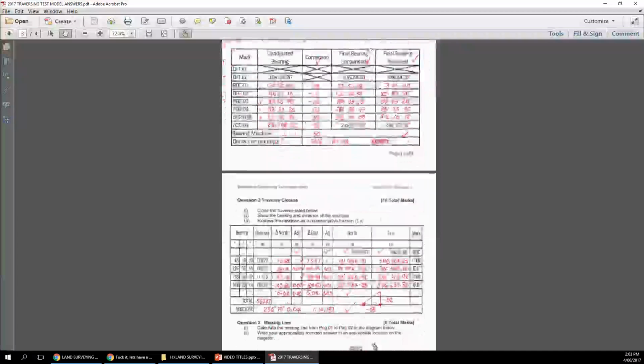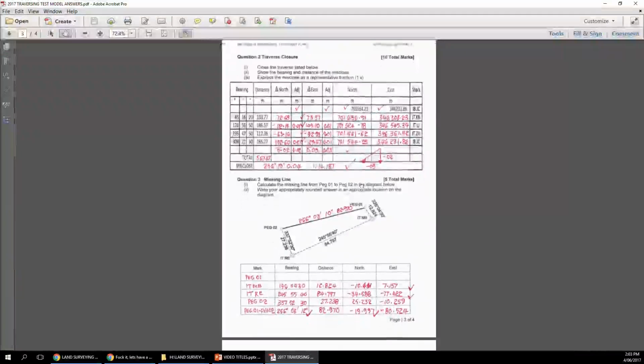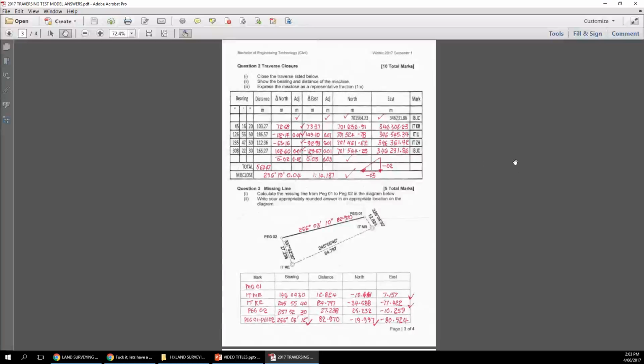Okay. Now, question 2, the traversing question. Well, pretty much really a no-brainer. It should be an automatic thing. So we multiply the cosine of the bearing times the distance, which will give us the delta north, and the sine of the bearing times the distance, the delta east. So work those out right, and then add them up.